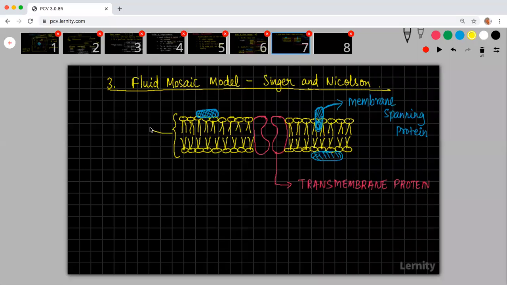Please copy down this diagram. I will explain. These are also called as integral proteins.